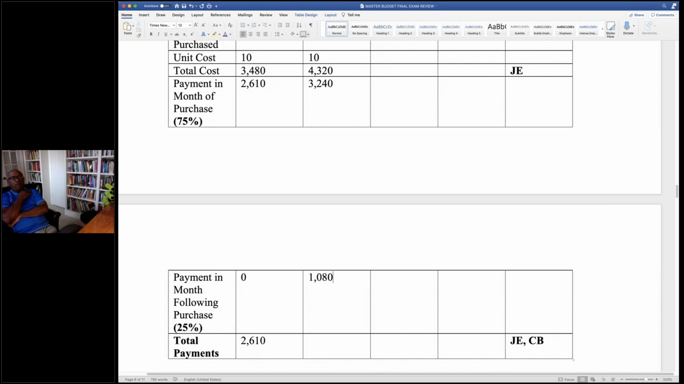Where you get 1080 from? 25% of 4,320. That's not right. Can anybody help her? Do you get it from 3,480? That's correct. You're paying the prior quarter. Just said that.